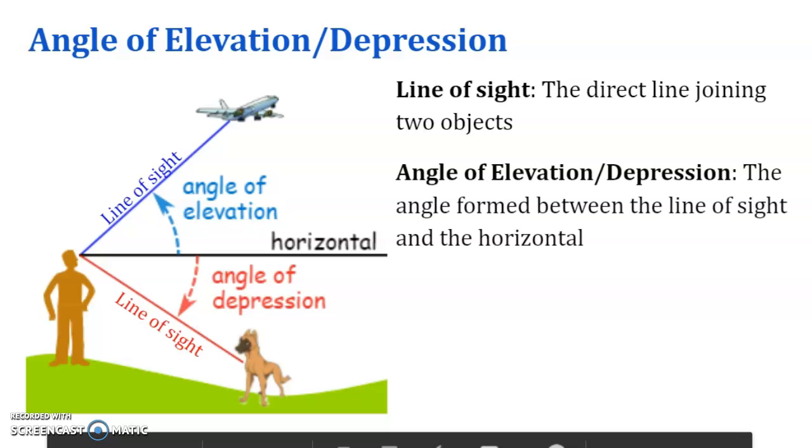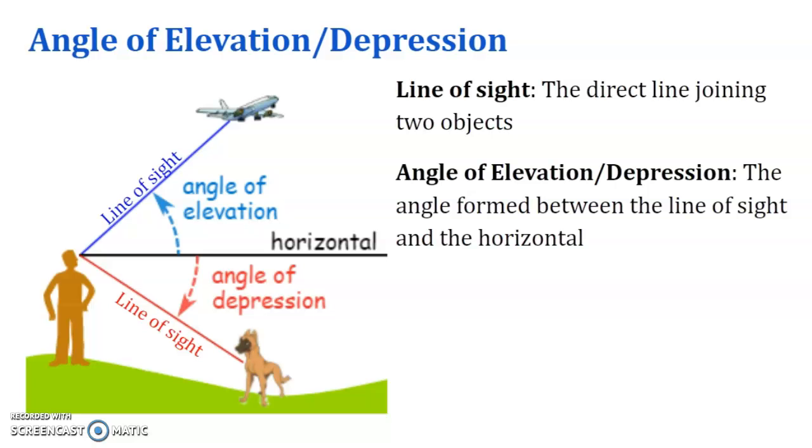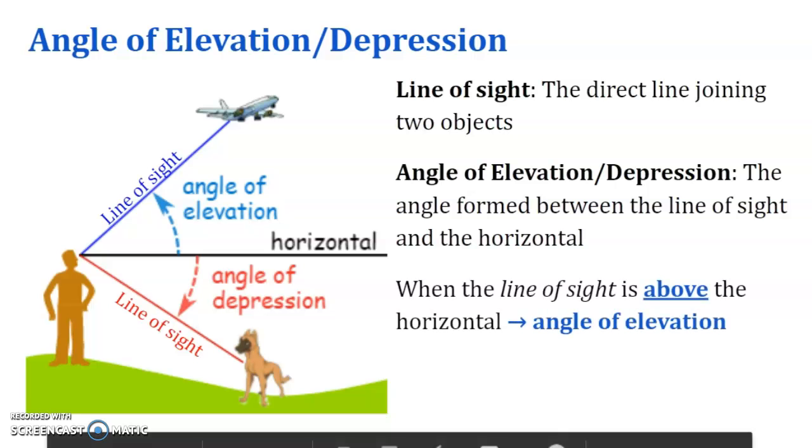And the angle of elevation or depression is the angle formed between the line of sight and the horizontal, or the horizon. Okay, so if you have a horizontal line, and what is the angle that is formed between the line of sight and the horizontal? That's going to be the angle of elevation and angle of depression. When the line of sight is above the horizontal, then it's going to be called angle of elevation.